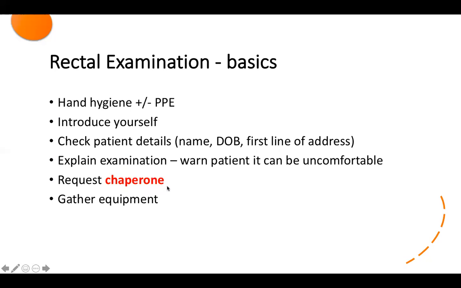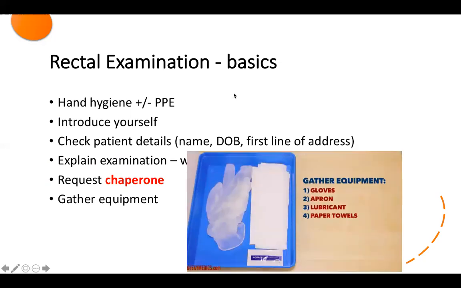Tell the patient that it's all right if you have a chaperone. You might also need to explain to them what a chaperone is and why you need to have it. And then you gather your equipment. So once you've done the steps till the chaperone, tell the patient, okay, you can undress now, and in the meantime, I'm going to go gather my equipment. Give me a shout when you're ready. In terms of the equipment, you're going to need a pair of gloves, an apron, some paper towels, and a lubricant.